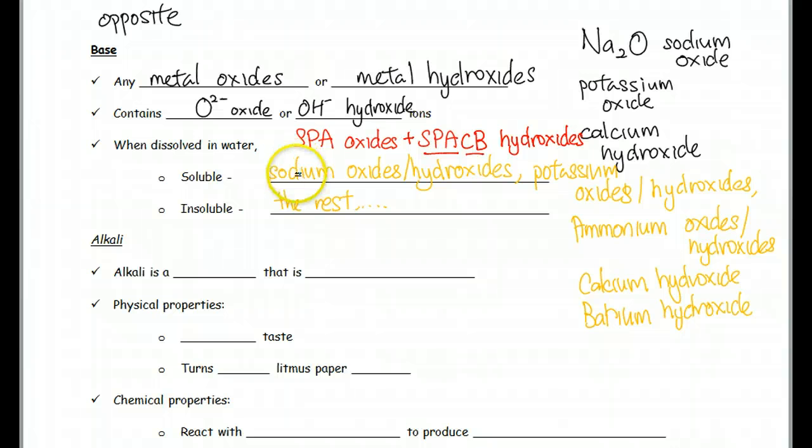So where does the SPA come from? You can see sodium, potassium, ammonium, SPA, SPA CB. So we have SPA oxides, SPA CB hydroxides. These are the bases which are soluble in water.